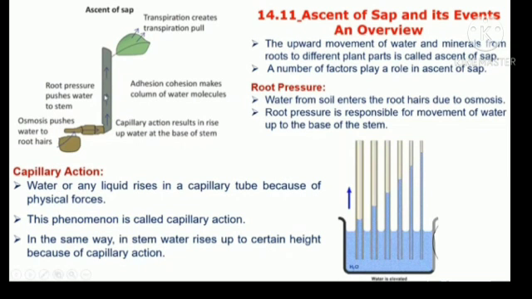Many factors play a vital role in ascent of sap. One is root pressure. Here water from soil enters the root hair due to osmosis. The root pressure is responsible for movement of water up to the base of the stem. Next is capillary action. Water or any liquid rises in a capillary tube because of physical forces. This is called capillary action. From the diagram, as the diameter decreases, the capillary action increases. In the stem, water rises up to a certain height because of this.